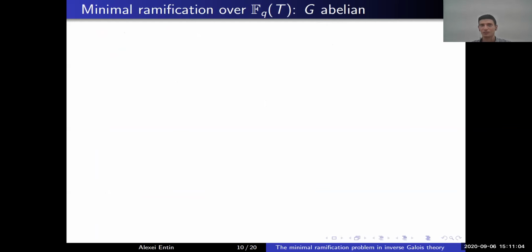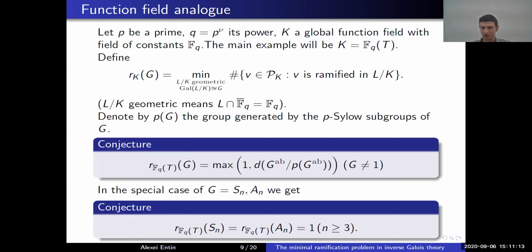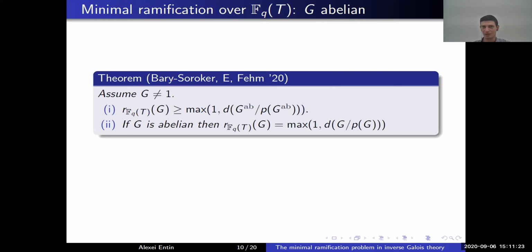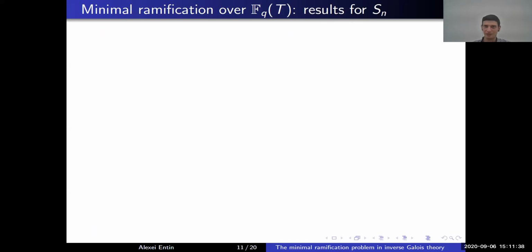Okay, so let's see what we can prove in this case. So the abelian case, well, first of all, the lower bound is correct. Yes, so we do obtain the lower bound for any group G. And for abelian groups, we obtain the precise conjecture. And just like in the case of K equals Q, this is deduced from class field theory. So nothing too complicated here. A few technical arguments, but nothing deep.